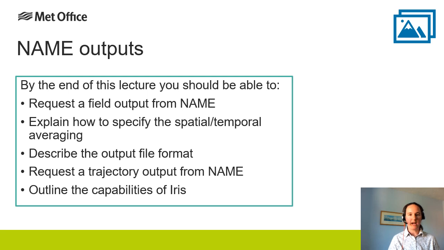So we're going to look at how we request field output from NAME, how we specify the spatial and temporal averaging, and how the output file is formatted so that we know how we might use it in that further analysis. We're also going to look at another type of output from NAME, trajectory output. And then finally, I'm going to outline the capabilities of Iris, which is a Python package built at the Met Office, specifically for analysing large data sets such as climate and weather data sets.